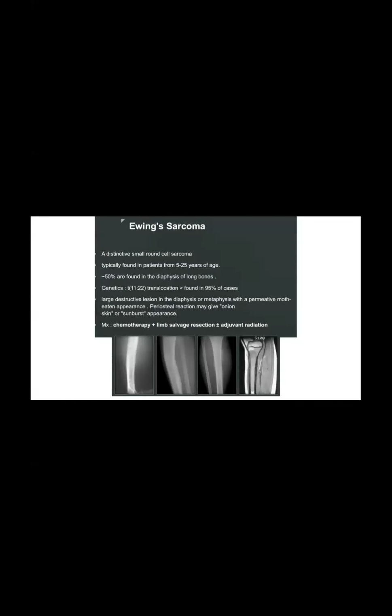Ewing sarcoma I already discussed with Dr. Reza's question. This is a distinct small round cell tumor. Age is younger, as a child, 5 to 25 years. Genetic translocation t(11;22), large destructive lesion, periosteal reaction may give onion skin appearance, as in Dr. Reza's case, and we give chemotherapy, limb salvage, and adjuvant radiation. So there is a benign and malignant differential point. Just remember this chart: osteosarcoma is the malignant variety, osteoma is a benign variety.